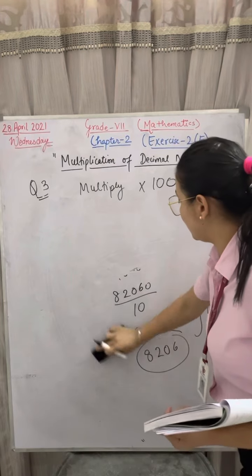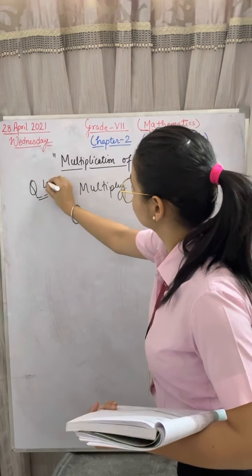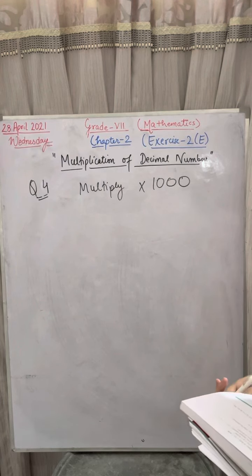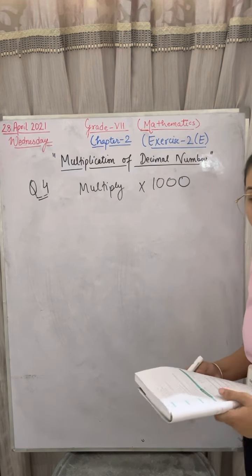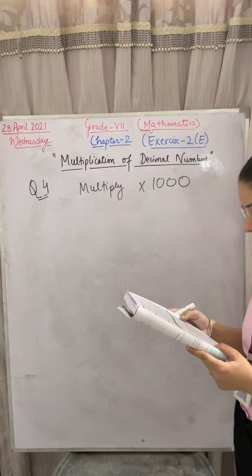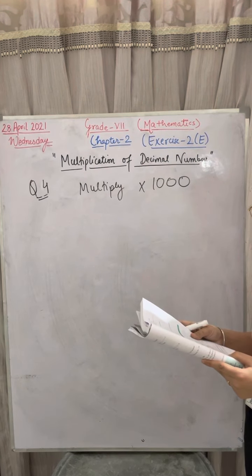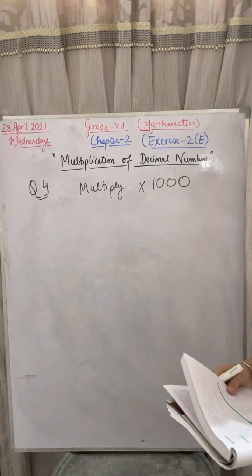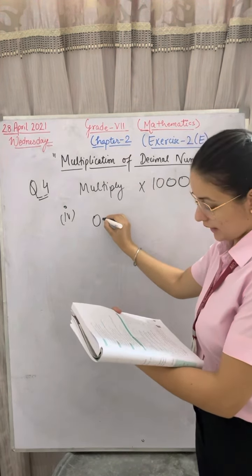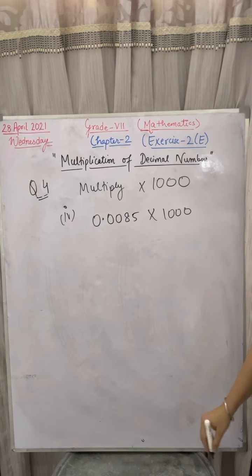Now let's start with the 4th question. 2nd, 3rd, 4th questions are based upon multiplication with 10, 100 and 1000. Question 4th. You have to multiply with 1000. Now which part I'll do? Please tell me quickly. 2nd part, 3rd part or 4th part? Okay, I'm doing the 4th. 4th part is 0.0085 multiply with 1000.